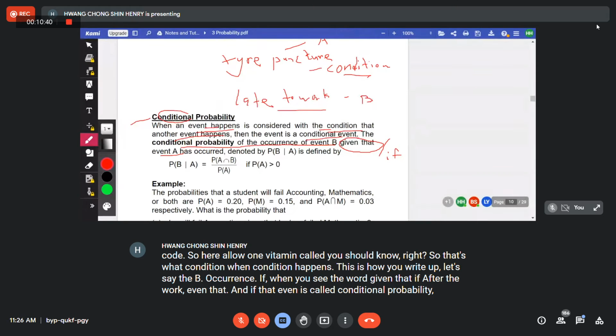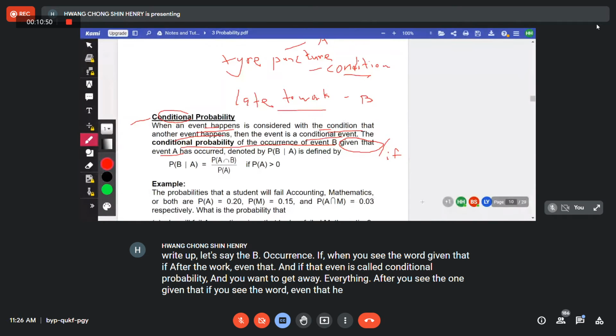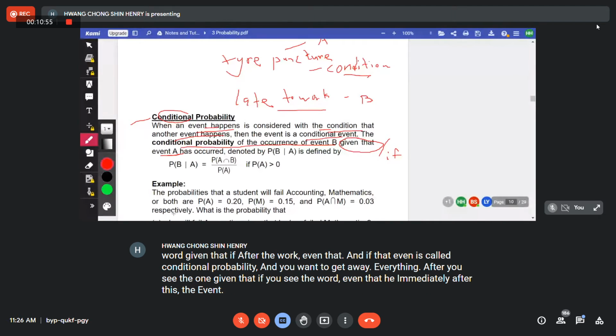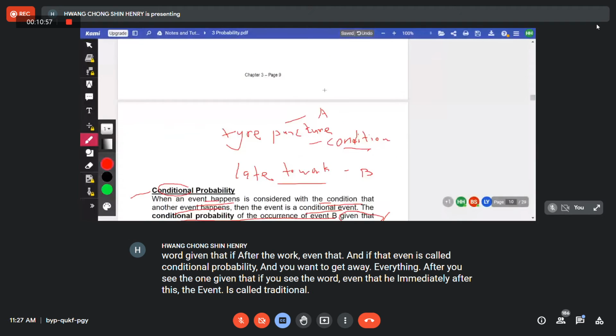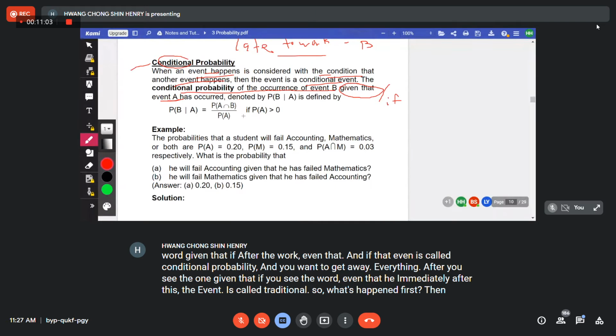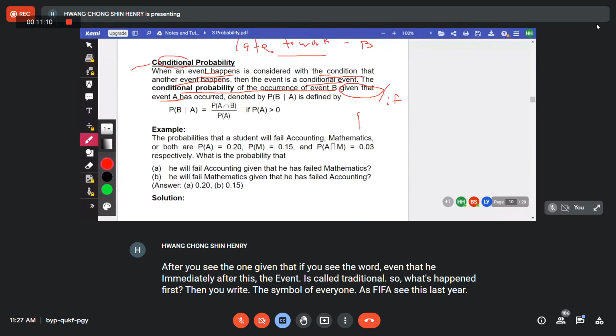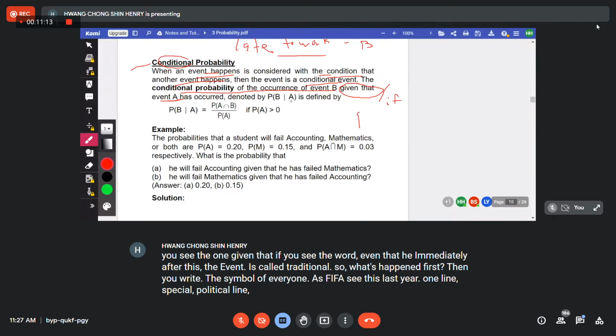Anyone don't get what I mean? I repeat, when you do your tutorial or past year question, whatever, you see the words given that and if, immediately after these words, the event is the condition. This one must happen first. Then you write the symbol as this. See the slash here? One line slash down, a vertical line. The A is your condition. You write it at the right-hand side.